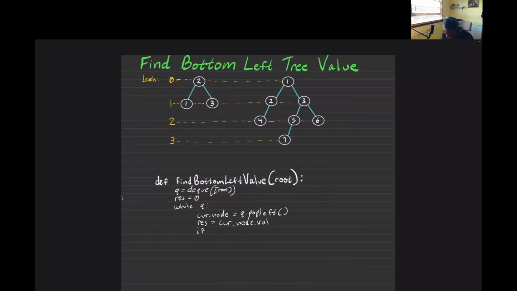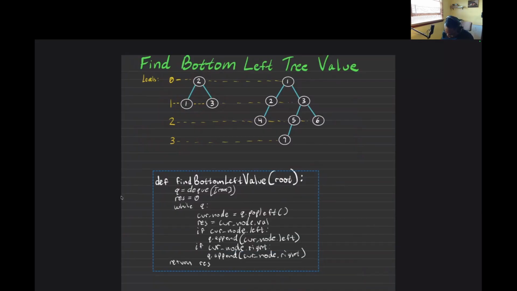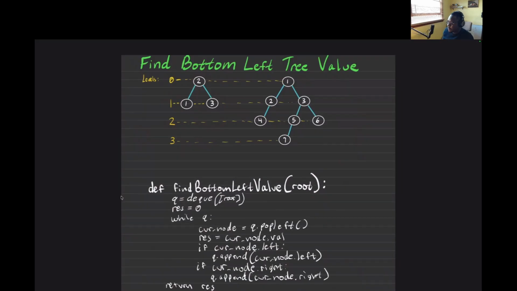And if it has a left child, append it to the queue. If it has a right child, also append that to the queue. And at the very end, we'll just return the result, right? And I'll just make this a tad bit bigger for readability. All right, cool. And with that being said, let's see why this will not work, okay?